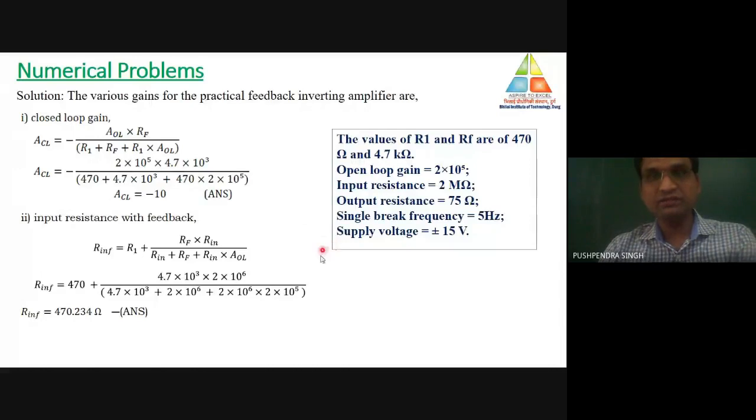So this is the solution. I have here substituted the part of the question for your reference. The first parameter is closed loop voltage gain.